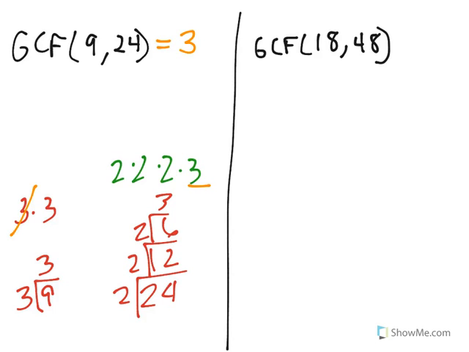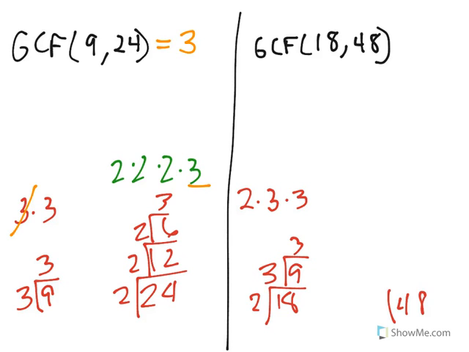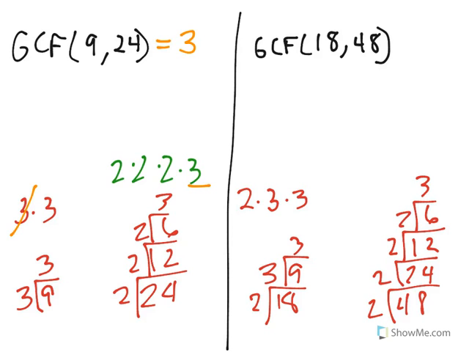We have 18 and 48, so let us do the prime factoring for 18. Okay, so it'll be 2 times 3 times 3. And now let's do the prime factoring for 48. And that'll be 2 times 2 times 2 times 2 times 3. Let's cross off our duplicates. We have 1, 2. We have 1, 3. So that means that the greatest common factor of 18 and 48 is the product of 2 times 3, which is just 6.